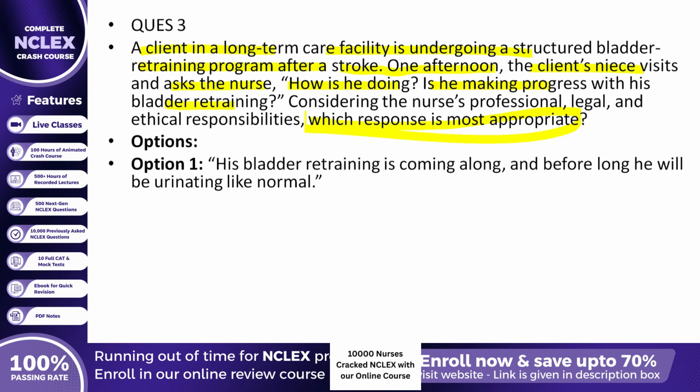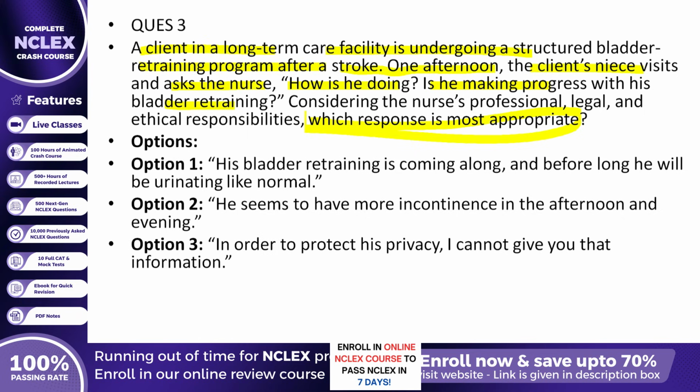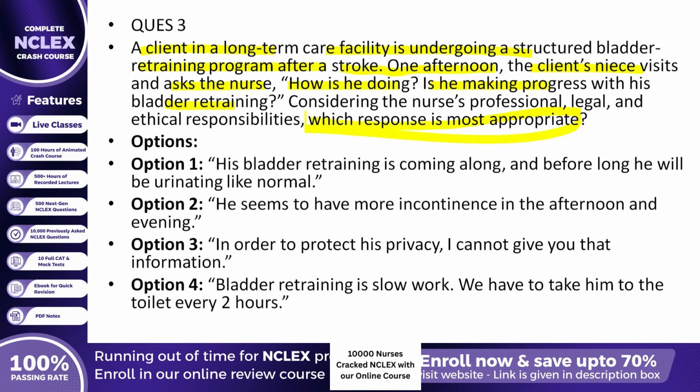Option 1 states, his bladder retraining is coming along, and before long he will be urinating like normal. Option 2 says, he seems to have more incontinence in the afternoon and evening. Option 3 states, in order to protect his privacy, I cannot give you that information. And option 4 says, bladder retraining is slow work. We have to take him to the toilet every 2 hours.